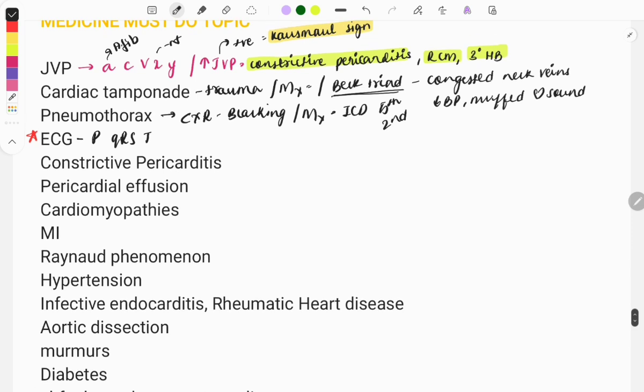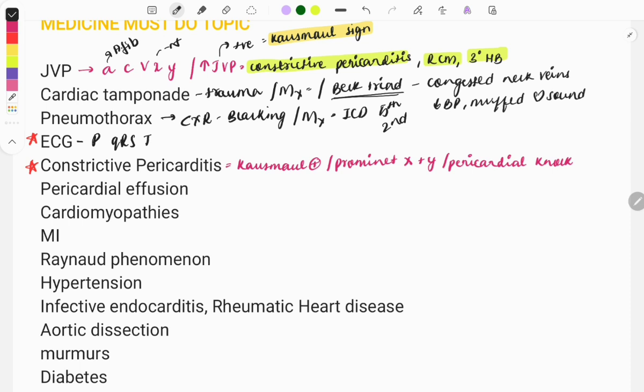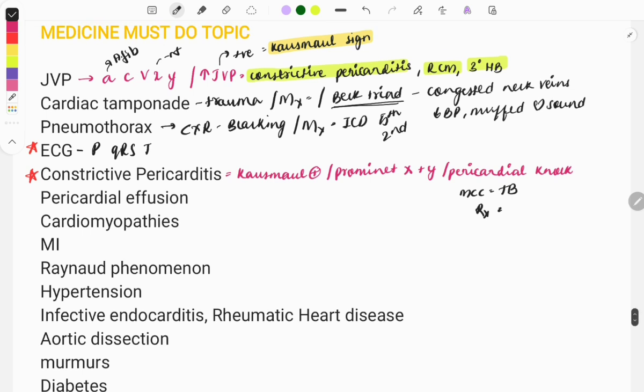Then moving on to the constrictive pericarditis, also a very important topic. Frequently questions are asked. These are the certain important findings of the constrictive pericarditis. It is Kussmaul sign positive. Then on the JVP, we can see the prominent X wave and the Y wave, and we can hear a pericardial knock. Questions are also asked on the most common cause, which is TB, and on the treatment, we need to give the antitubercular treatment, then steroids, and we need to do the pericardial stripping. So these were certain important points from the constrictive pericarditis.